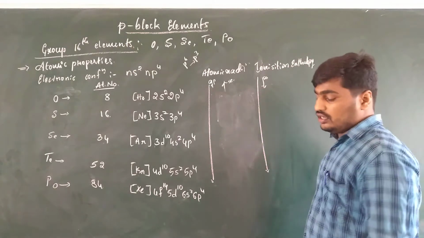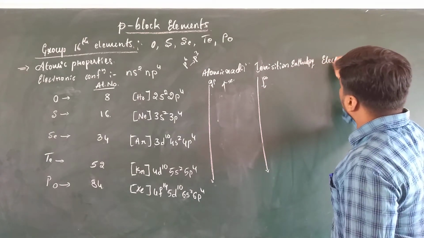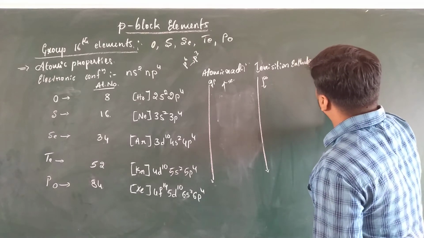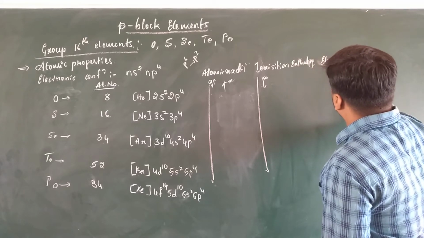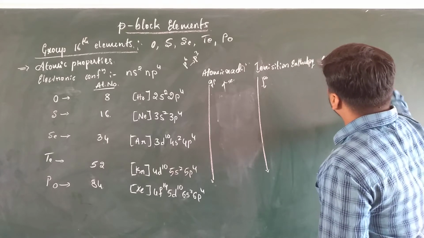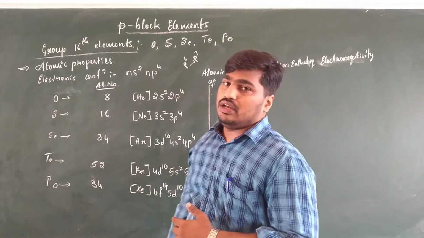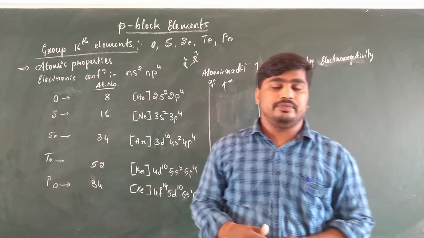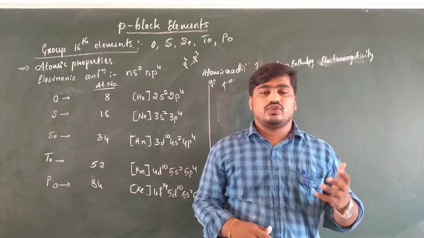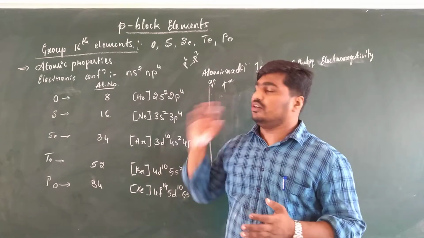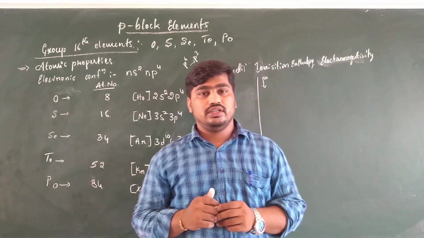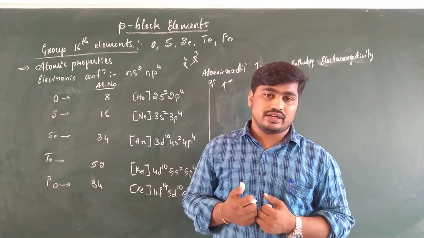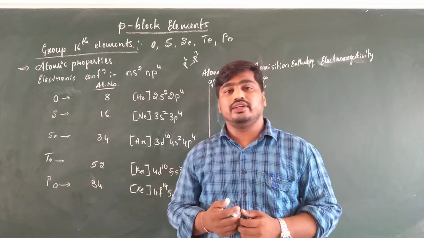Next, electronegativity. What about the electronegativity of these elements? We already know oxygen shows high electronegativity. Yes, oxygen shows high electronegativity compared to the other elements present in the 16th group. It is because of the smaller size and it has more tendency to attract electrons strongly compared to the other elements.